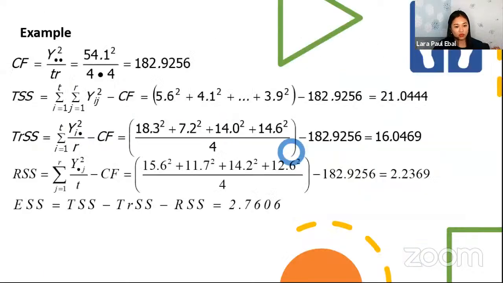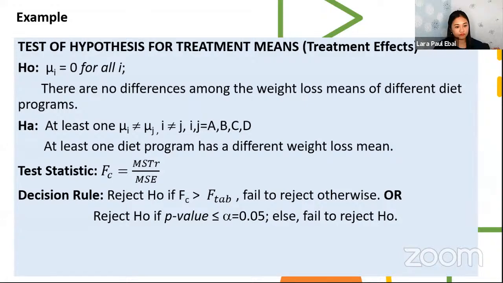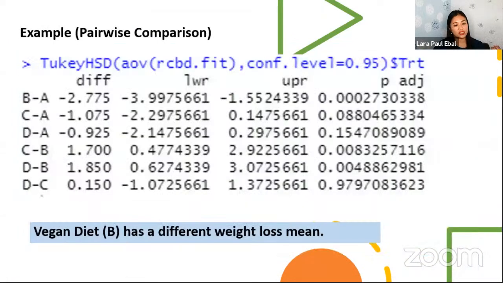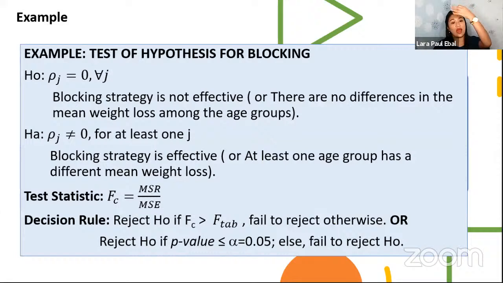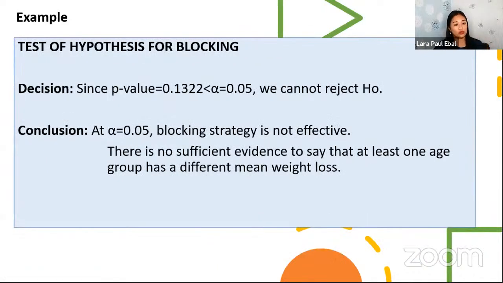Where are we now? Okay, so we're done with this. We have tested the treatment means, and then the pairwise comparison, and now the blocks. The HO is that the blocking strategy is not effective, denoted by rho sub j equal to 0, versus the HA, rho sub j not equal to 0, or the blocking strategy is effective. For the test statistic, again, we use the ratio wherein the numerator is now for the block, so MSR. Then the decision rule, as usual: we reject HO if the F is greater than the F tabular or the p-value is less than alpha.